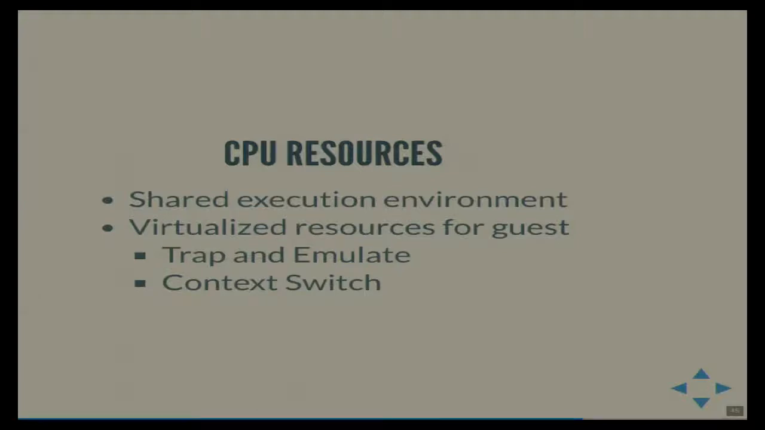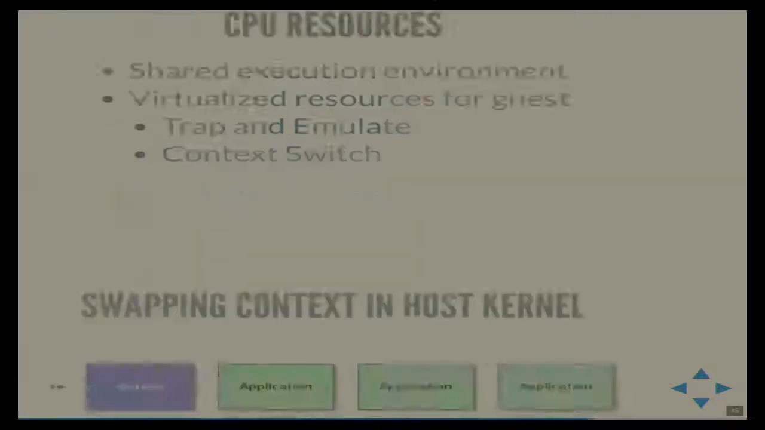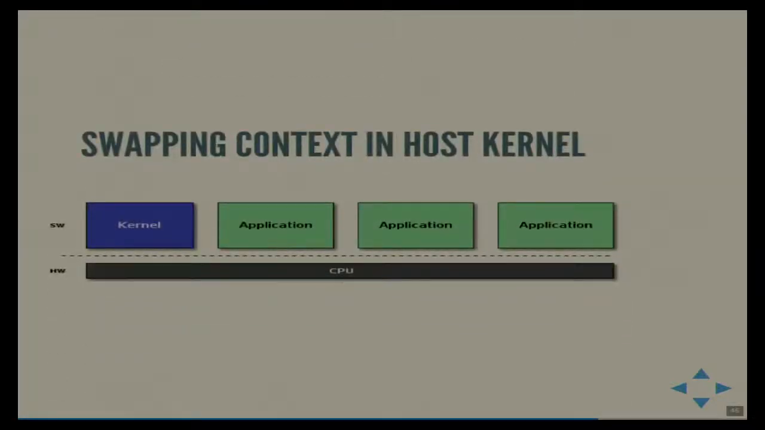So the next option is to do a context switch. We need to copy out the state of the guest when we return back to the host and then copy it back at the end. Now, this is nothing new. This is something that your host kernel does all the time. The kernel has to switch between different applications running, and as it does that, it copies their state onto the stack, switches to another state, and goes back.